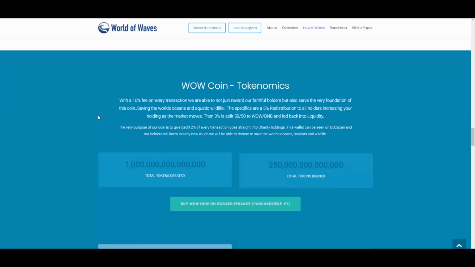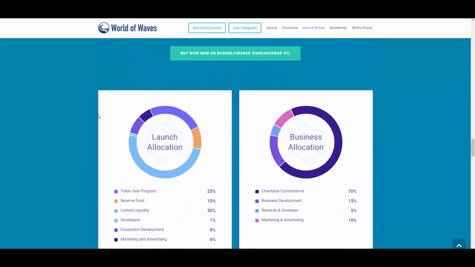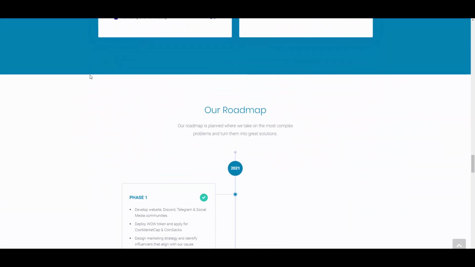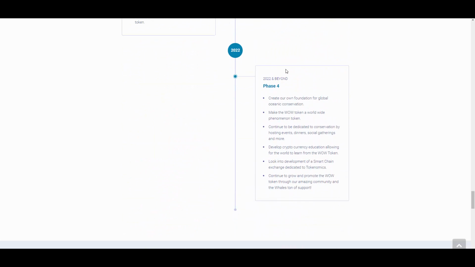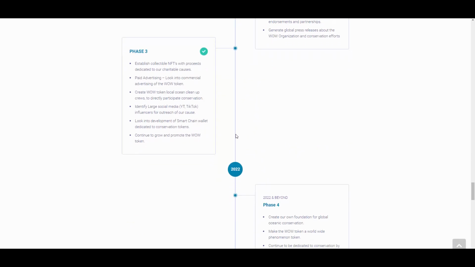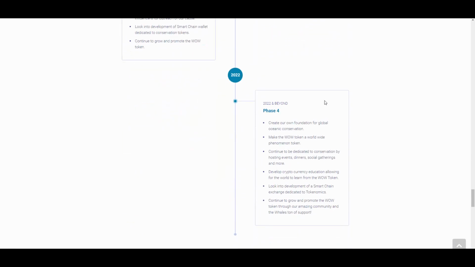They have a how to buy tutorial, as you can see, the tokenomics, as well as all the allocations here, the roadmap, which is looking exciting. So phase four, as you can see, is for 2022, okay, but let's see what they have planned here, okay?